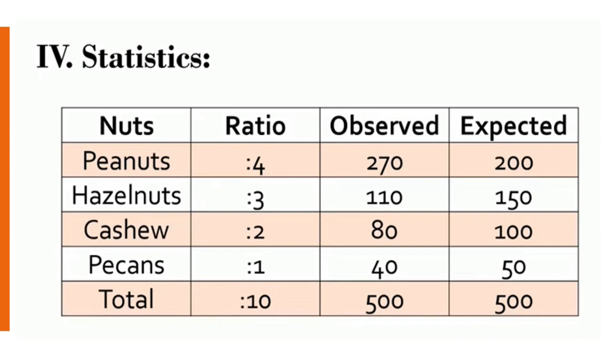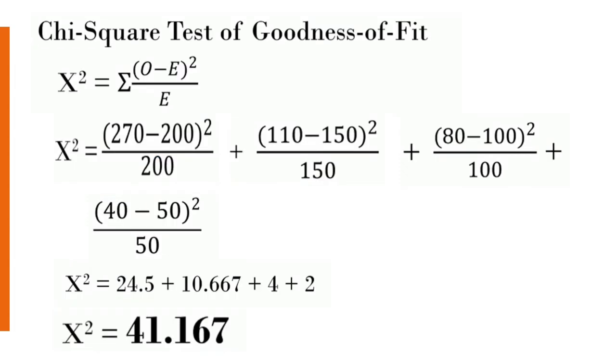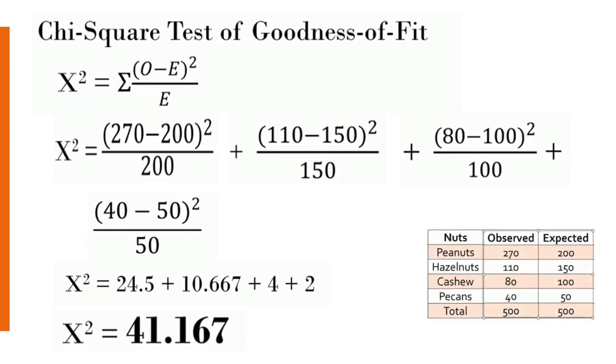So let us solve it by using the chi-square test formula. So x squared is equal to the summation of O minus E squared divided by E. So let's solve this. X squared is equal to, let's start with the peanuts. The observed frequencies for peanuts is 270. So 270 minus 200, which is the expected frequency of peanuts, is squared divided by 200. Plus, second is for the hazelnut.